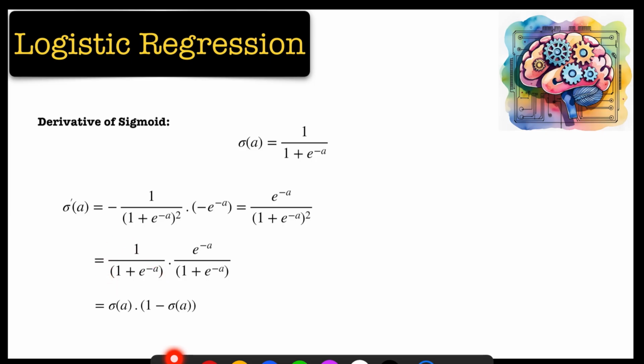This is what? This is sigmoid of a, right? So we are getting sigmoid of a, and this is what? This is 1 minus sigmoid of a, right? So we are getting that the derivative of sigmoid of a will be sigmoid of a times 1 minus sigmoid of a. That's how we can calculate the derivative of sigmoid.